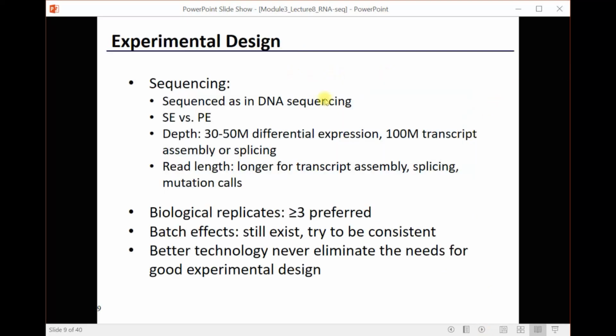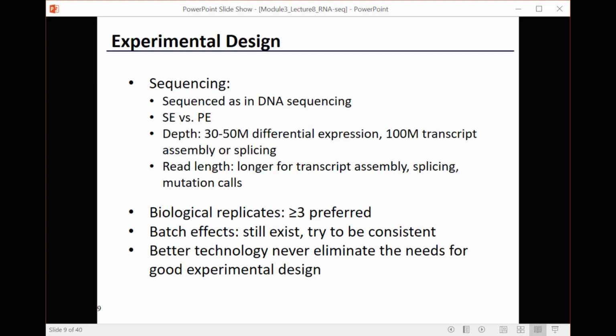And for experimental design, the sequencing part is just the same as in DNA sequencing. And you can choose to do either single-end sequencing or paired-end sequencing. And nowadays, paired-end sequencing is very popular, and the price is quite similar. For the sequencing depth, if you want to do differential expression analysis, 30 to 50 million reads is good enough. And if you want to do transcript assembly or splicing event study, you need 100 million reads.